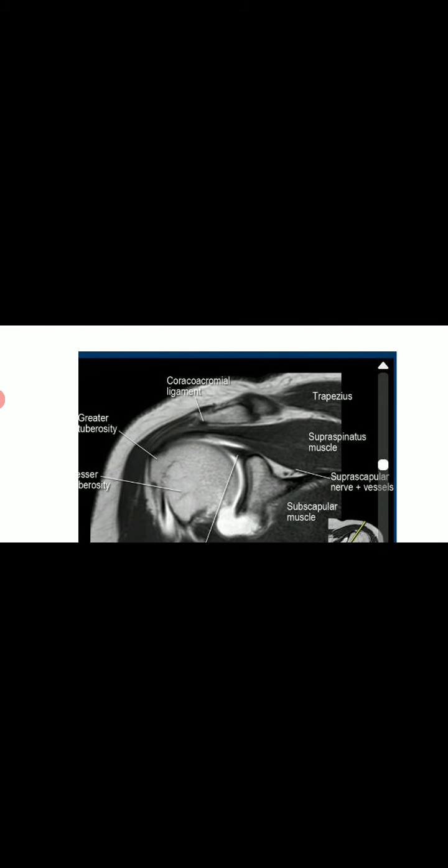Subscapularis muscle, we just go down. Superior to the glenoid is the supraspinatus. We'll still go posteriorly. Then this is the infraspinatus, and the posterior-most cuts, behind the glenoid, behind the scapula, will be the infraspinatus and the teres minor.